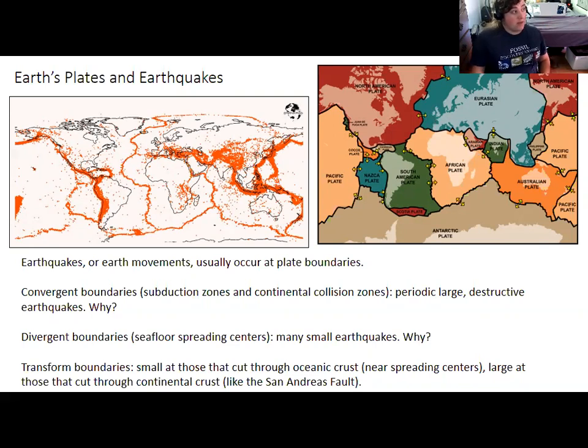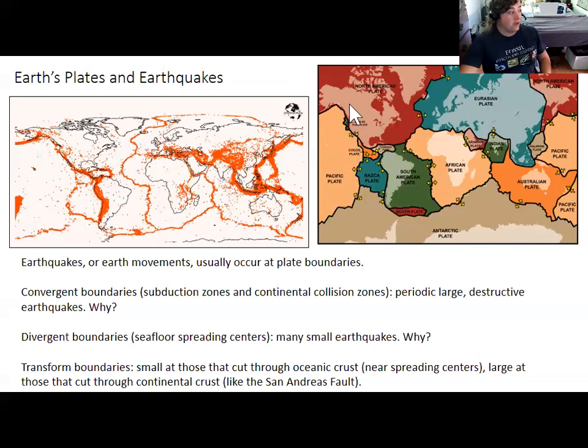So as for transform boundaries, it depends on whether they are cutting through oceanic crust or continental crust, because most transform faults occur as the connector segments along the mid-ocean ridge. Like you'll have the spreading center segment, and then it'll be staggered with a transform fault, and then there'll be another spreading center segment. Those don't tend to produce huge earthquakes because they're cutting through young oceanic crust.